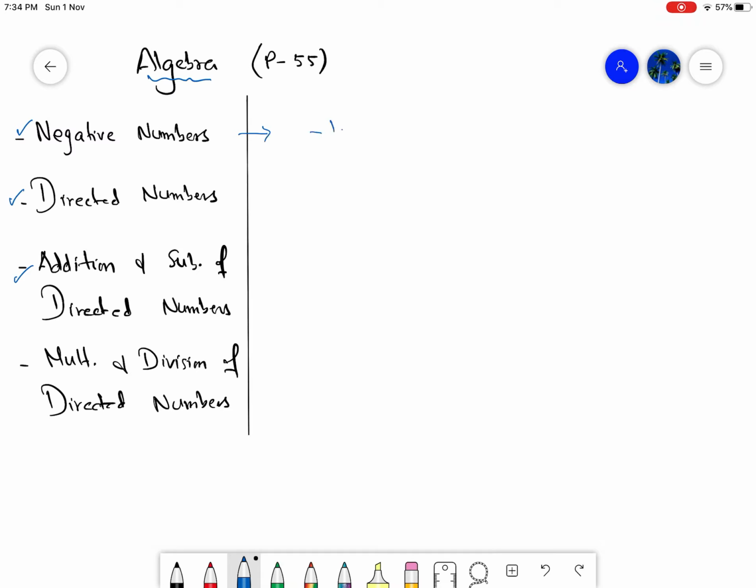You know, the negative numbers are the numbers -1, -2, -3, so on and so forth. And these are very useful in representing some information. For example, if you are asked to represent a temperature of 3 degrees Celsius below zero, it is very easy. You can represent this with a negative number, -3 degrees Celsius.